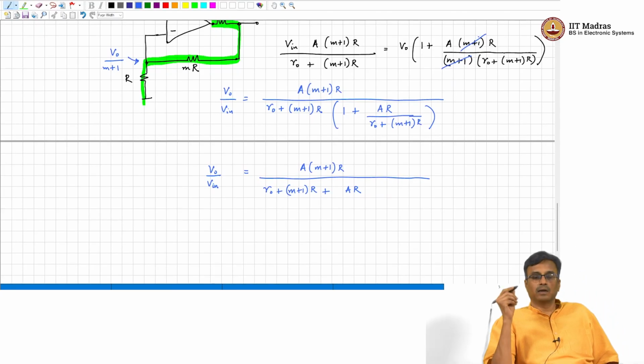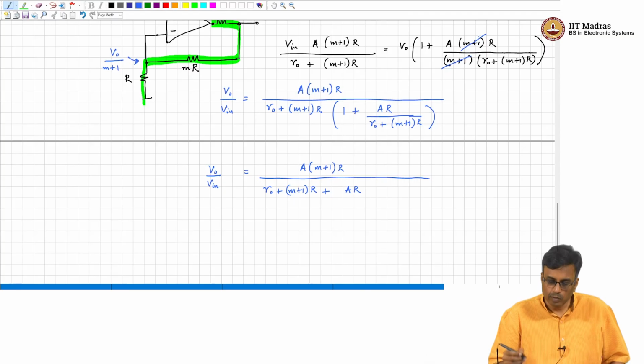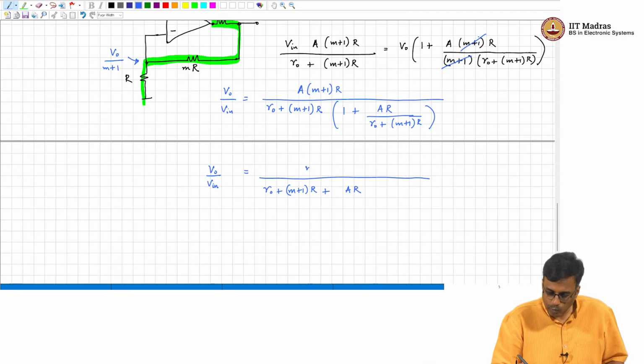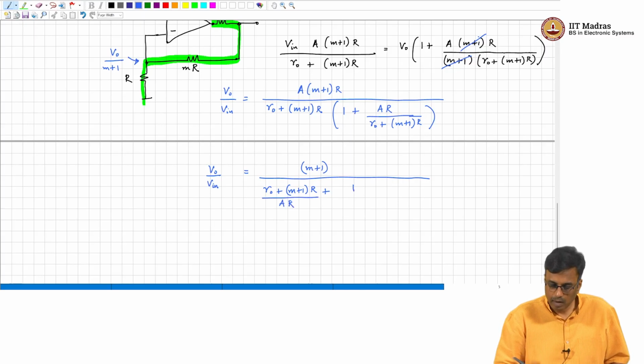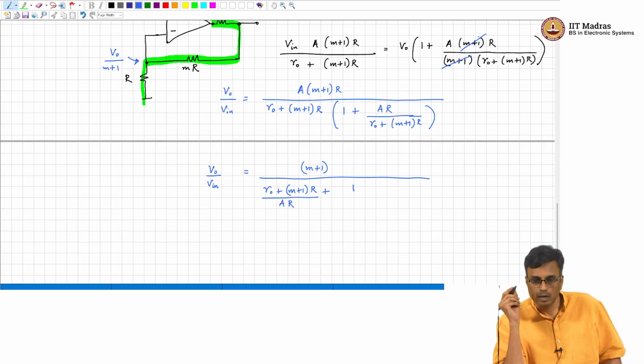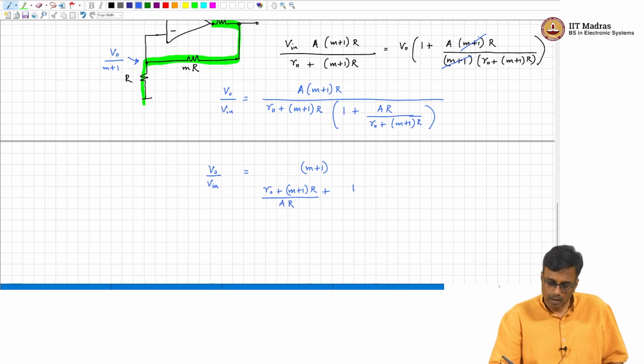Sanity check as A tends to infinity, it is m plus 1. So basically we can write this as m plus 1 times what was there on the numerator, AR. So we divide by AR and this becomes AR, correct.